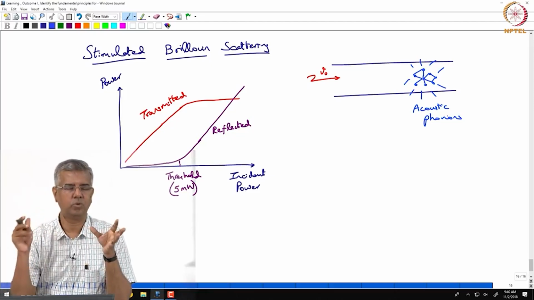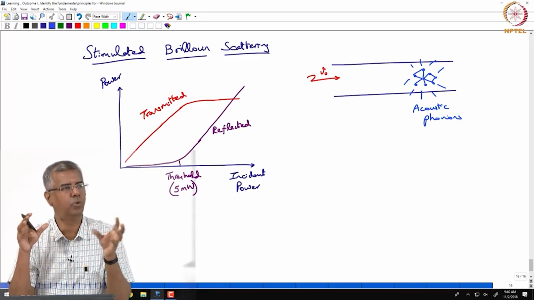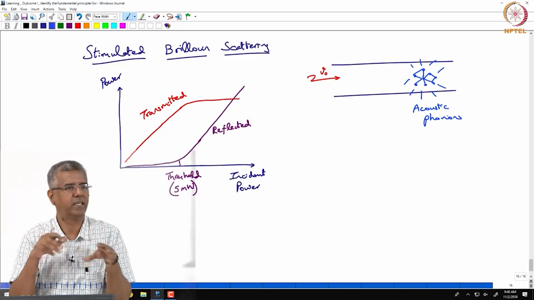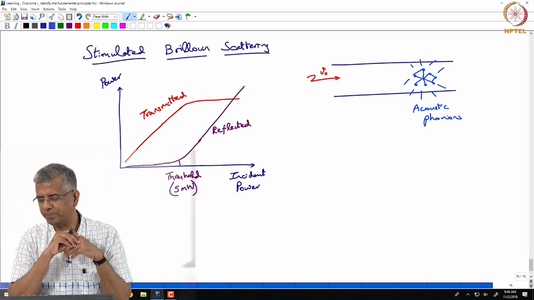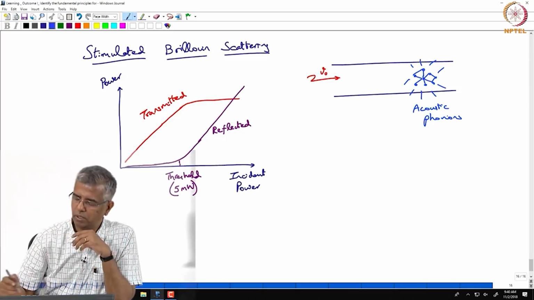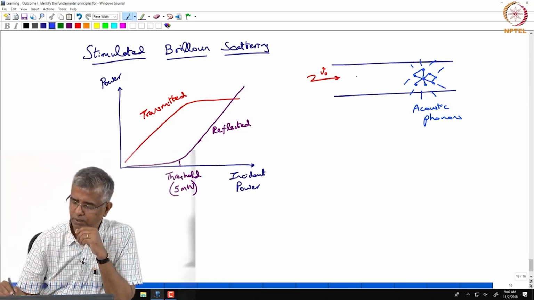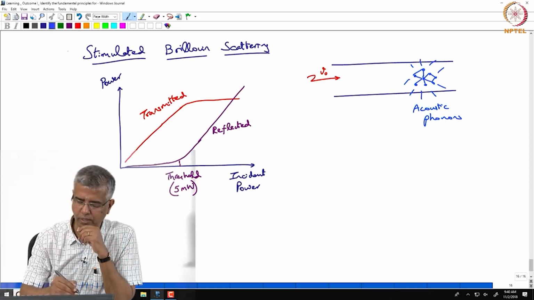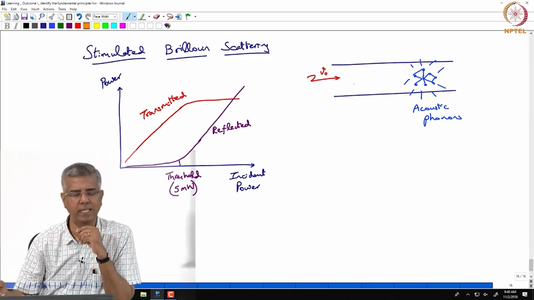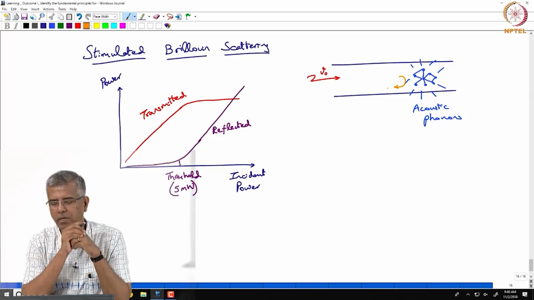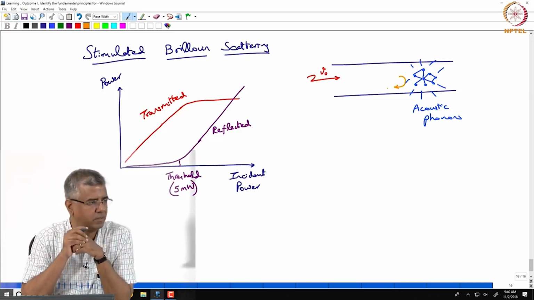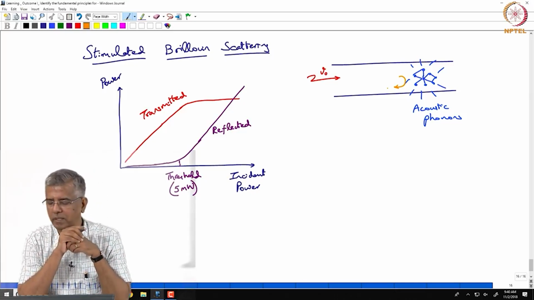This is like, even at room temperature, there are some sound waves that are generated within that optical fiber. It so happens that these sound waves are now backscattering part of the light. Okay, your light is getting scattered by these acoustic phonons.